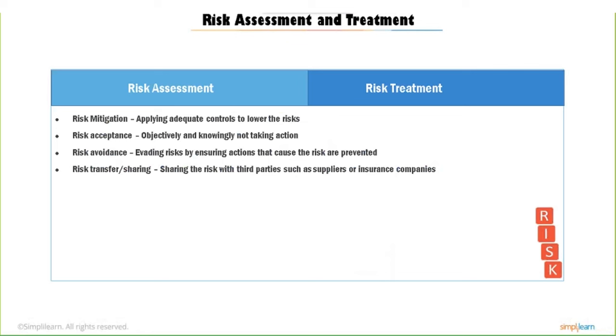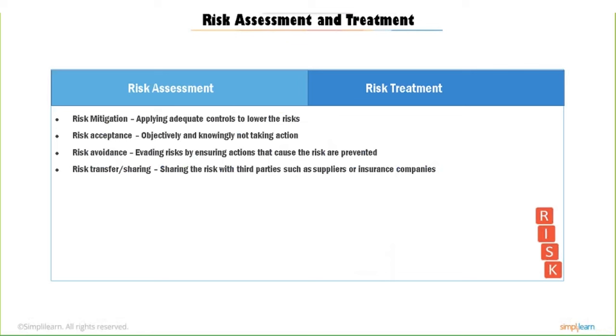So under this you will be having risk mitigation. That is the best way of doing it, means you are applying the adequate control to lower the risk. Just like you find out one risk related to that there is no BCPDR available, so then you can have the BCPDR plan in place, okay, to mitigate that risk.